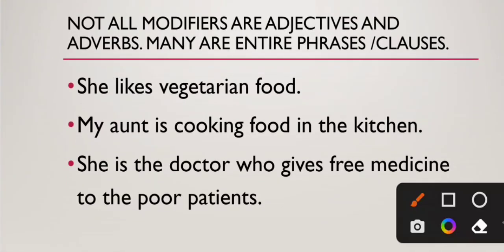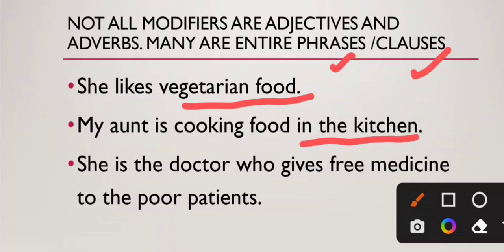Not all modifiers are adjectives and adverbs. Many are entire phrases or clauses. She likes vegetarian food. Vegetarian food is a phrase. Okay? My aunt is cooking food in the kitchen. Again, in the kitchen is a phrase. She is cooking food in the kitchen. She is the doctor who gives free medicine to the poor patient.